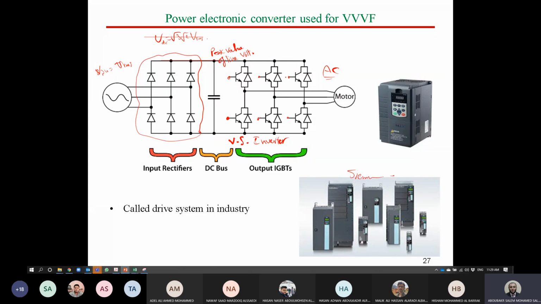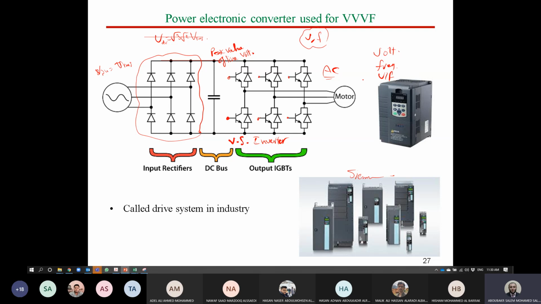We can control here, Shabab, both V and F, or V only, or F only. So you can control whatever you need by using this drive. This drive system can be used to make voltage control only, or frequency control only, or both V over F control. It's not only for speed control, Shabab.